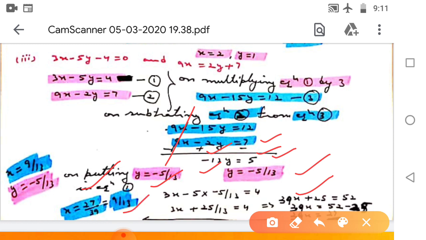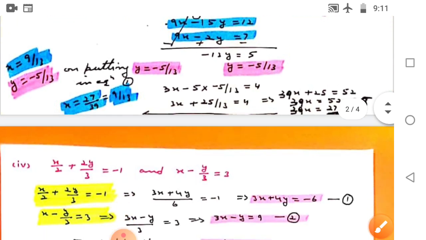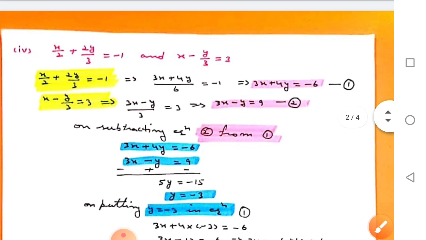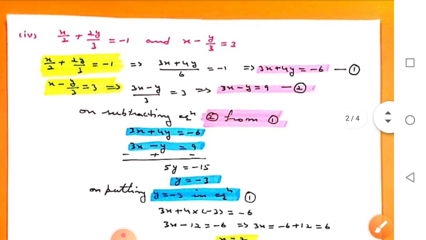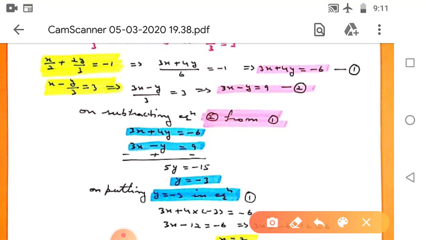When we put the value of y as minus 5 by 13 in equation 1, the value of x comes 9 by 13. So here the value of x is 9 by 13 and the value of y is minus 5 by 13. Now come to the fourth part.